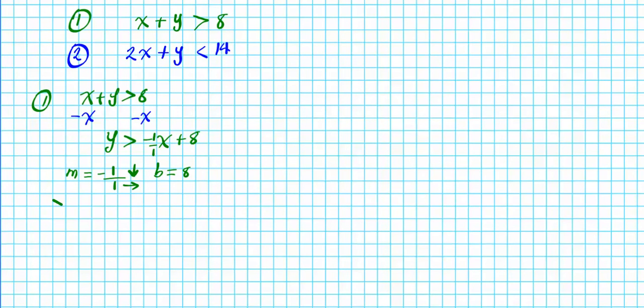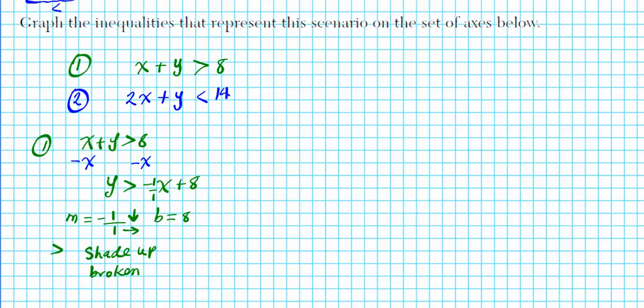Since we have greater than, we're going to shade up. And since there's no line underneath, it's going to be broken. The line will be broken and you're going to be shading up. All right, let's go ahead and graph the green line, and then we will proceed to graph the blue line.